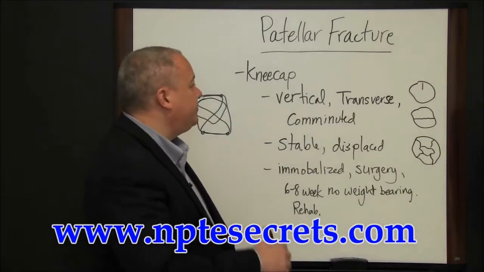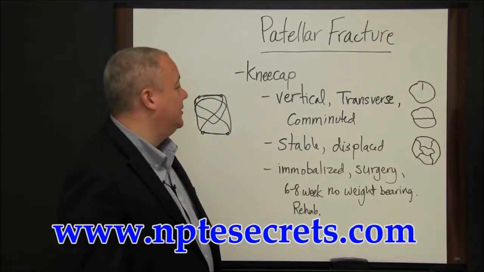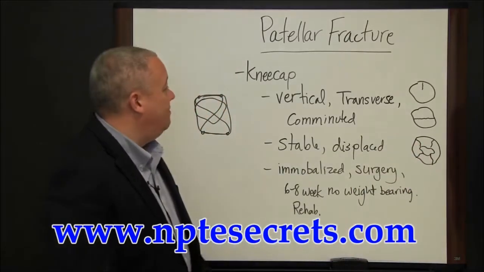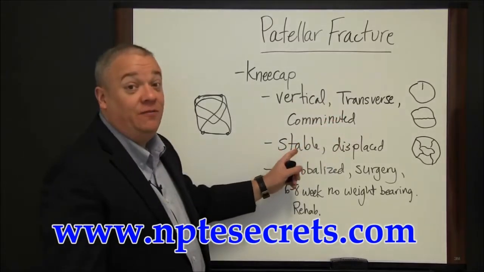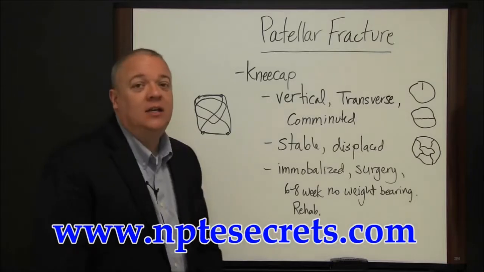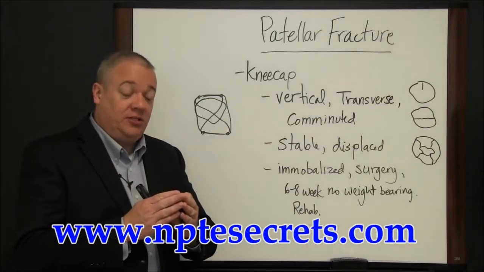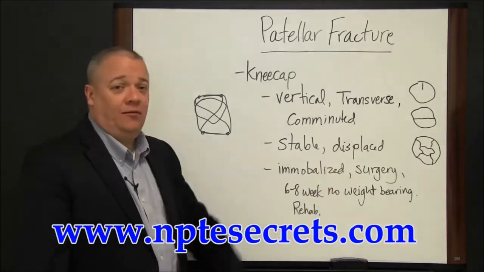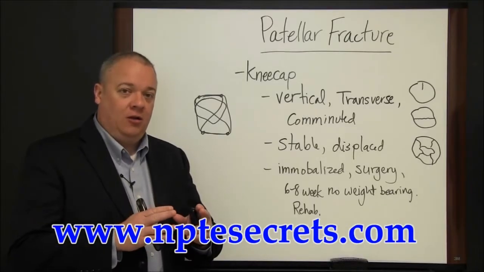So you've got a vertical, up and down, transverse, going across, and comminuted, meaning it's 3 or more pieces. Once you know what type of fracture it is, then you need to see how severe it is. A stable patellar fracture is one where it has not separated and the pieces are still touching each other and lined up. A displaced patellar fracture is one where the pieces are separated from each other and no longer lined up.